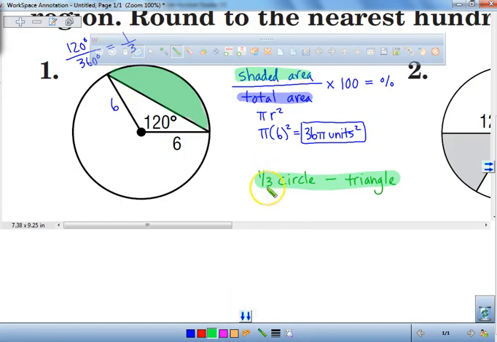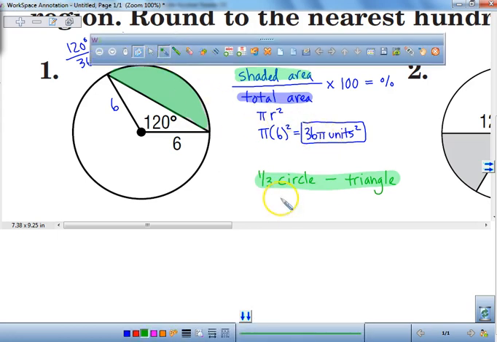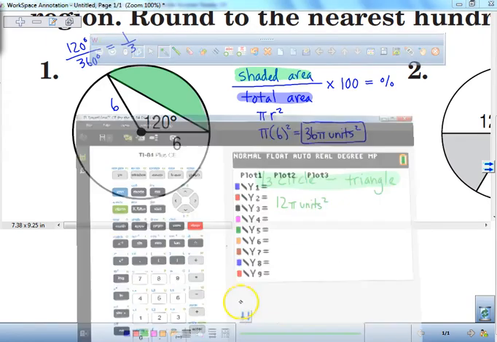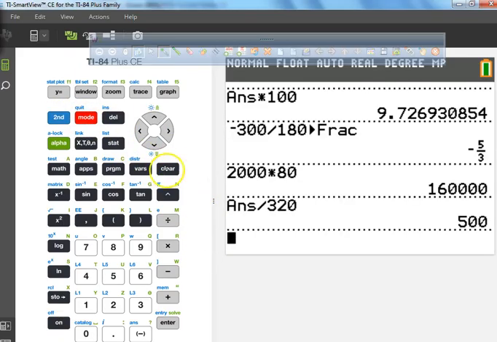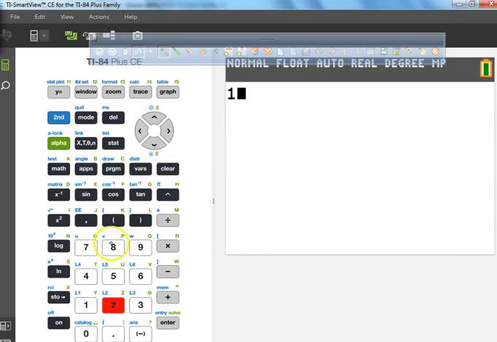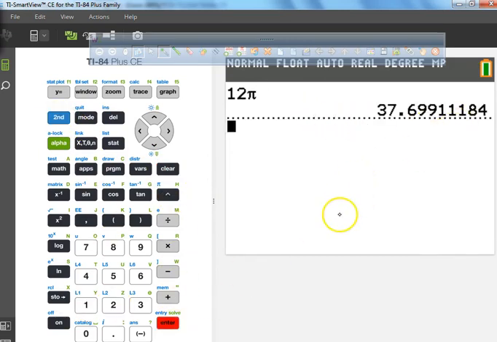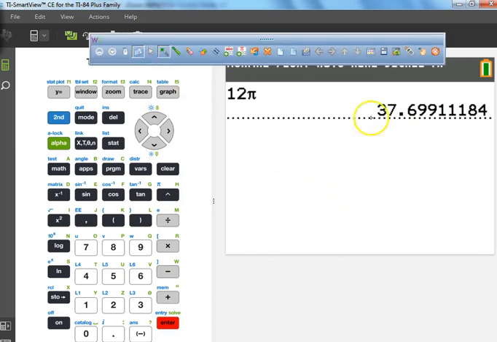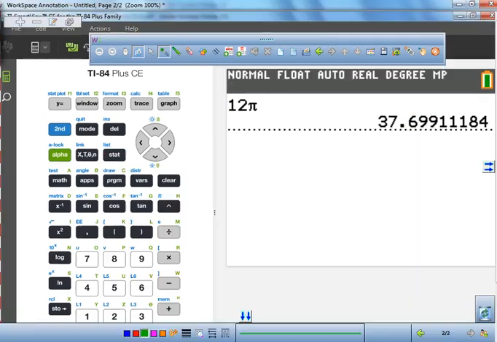All right, so we have a third of the circle. Well, if the whole circle is 36 pi, what would be a third of 36 pi? 12 pi. Everybody, if you're wondering why I am using 12 pi units squared, let me put it this way: 12 pi is a lot easier to write than all that junk. That's the approximate value. That's the exact value. Okay? We go back.